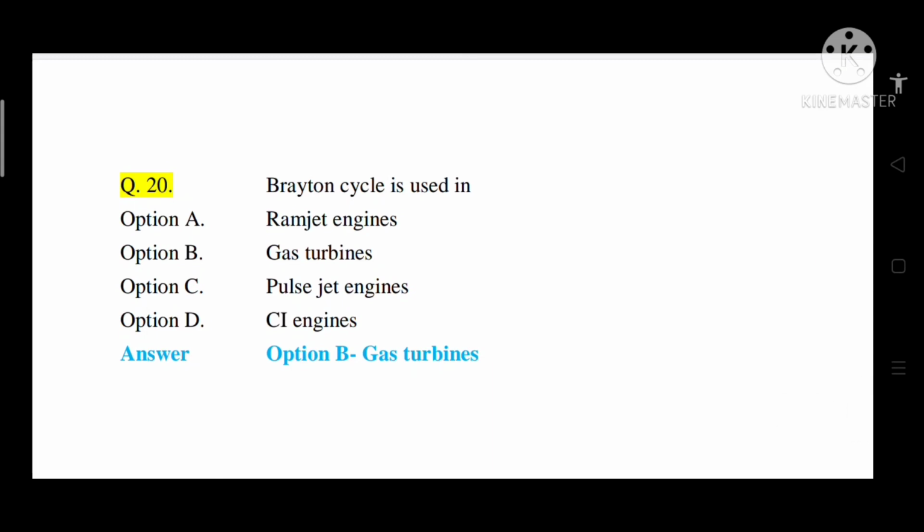Question number 20. Brayton cycle is used in option A, ramjet engines, option B, gas turbines, option C, pulse jet engines, option D, CI engine. So correct answer is option B, that is gas turbines.